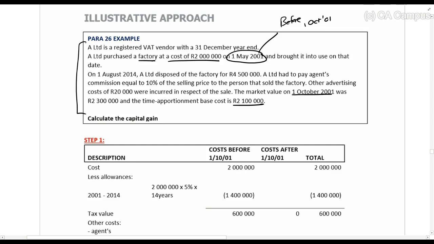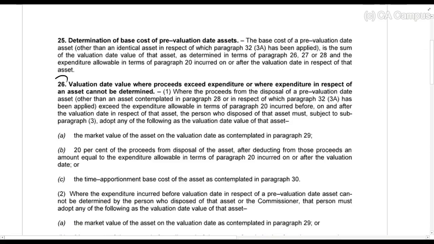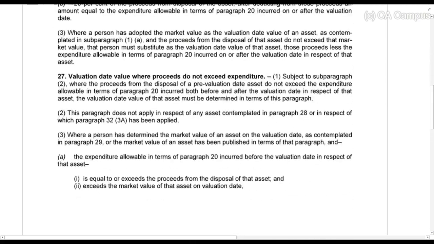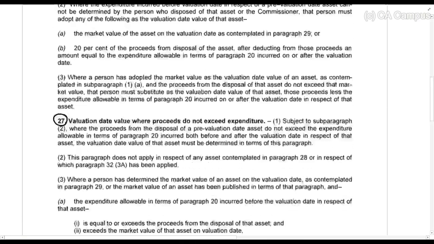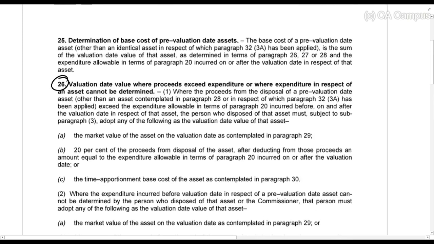Now what you need to see is that there are two paragraphs, paragraph 26 and paragraph 27, that tell you how to do it. You need to be able to decide which one is which. I'm going to show you what that asks. The first one is paragraph 26. Look at the heading: the valuation date value where proceeds exceed expenditure. So where proceeds are greater than expenditure, and that expenditure is the cost of the asset.